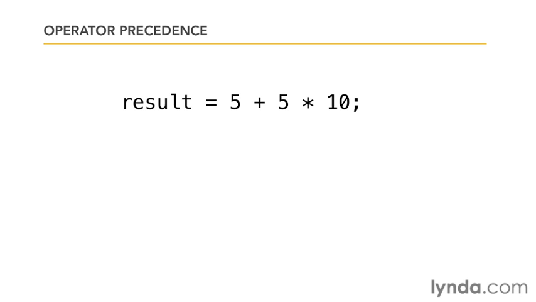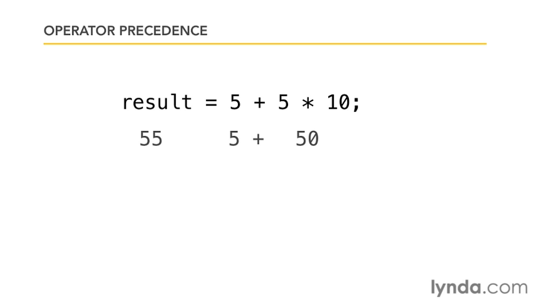So let's say with this simple statement, if you just read this left to right, you're going to see what's on the right-hand side of the equal sign, and you're going to say 5 plus 5 is 10, times 10 is 100. But no, the multiplication is regarded as more important. So the 5 multiplied by 10 is done first, which is 50, and then we add 5 to it, and the result would be 55.